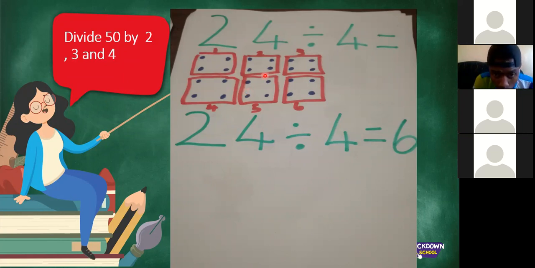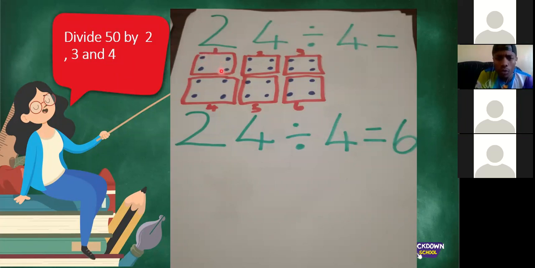So you have 24, you write it out. 24 dots or 24 stars. It's up to you. And then you count them. Make sure they're 24. 1, 2, 3, 4, 5, 6, 7, 8, 9, 10, 11, 12, 13, 14, 15, 16, 17, 18, 19, 20, 21, 22, 23, 24. You make sure they're 24. Then you break it up. Divided by 4, how do I break it down?